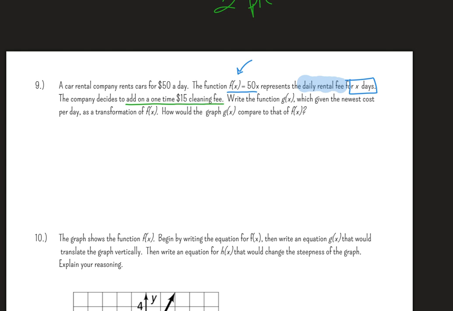Write the function g of x, which gives the new cost per day as a transformation of f of x. How would the graph of g of x compare? Well, I'm assuming that it's not just a one-time cleaning fee ever, meaning if you come back tomorrow, you don't have to pay the 15 again. So I'm going to go with it's like this, and this is the new piece of info.